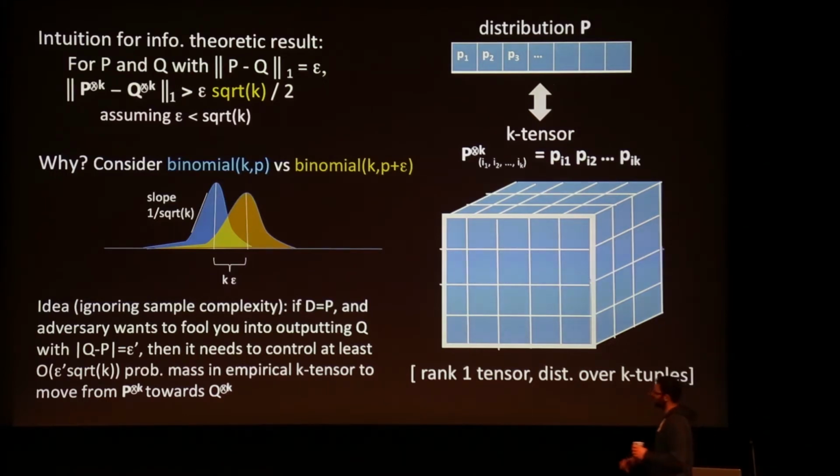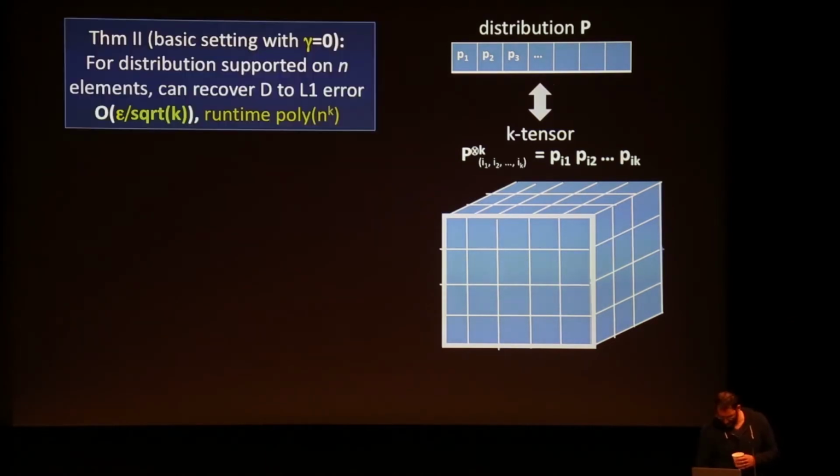Okay, so the idea for this root k is really that if you ignore the sample complexity and all that, if the true distribution is, say, p, and the adversary wants to fool you into outputting something q, whose distance is, say, some epsilon prime, then it really needs to control at least the epsilon prime times square root k portion of the probability mass in this empirical thing that you view. Okay? So if you want to move between two different distributions in this k-tensor land, you need to control an extra root k fraction of the mass. Okay? So that's all that's there.